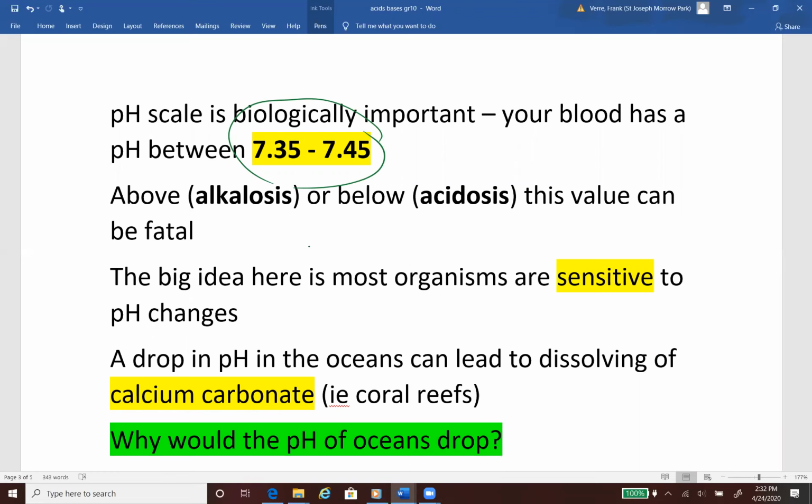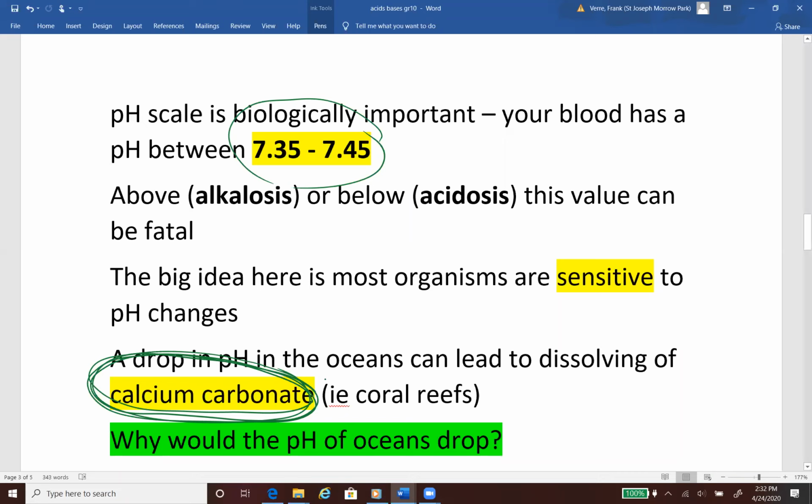So we know that some organisms are very sensitive to pH changes. One such case are the coral reefs, and the reason is because their skeleton is made up of something called calcium carbonate. The calcium carbonate actually reacts with the acid to dissolve and weaken what's called the exoskeleton. That is very, very bad for the coral reefs, and the coral reefs are very productive. So that would be catastrophic for not only the reefs, but anything that uses the reefs.